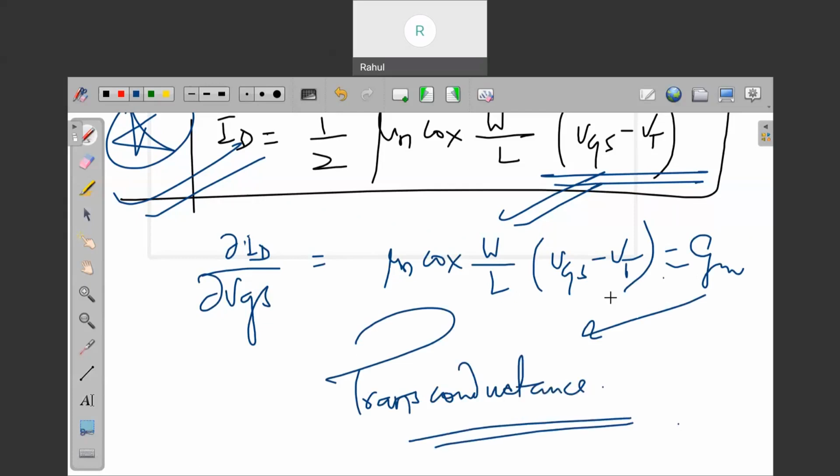Okay, μn Cox W/L (VGS − VT), that's it, because you are differentiating with respect to VGS. So VGS is very important. I mean, gm of the transistor is very important, right?